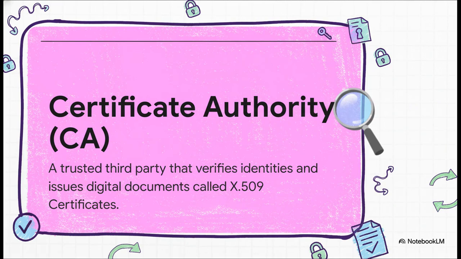And this is where a certificate authority, or a CA, comes in. These are big, trusted organizations whose entire job is to be like a digital passport office for the internet. A website owner has to go to them and prove who they are, and in return, the CA issues them a digital certificate that officially binds their identity, like www.mybank.com, to their public key.